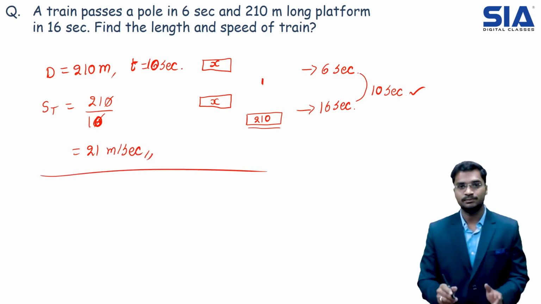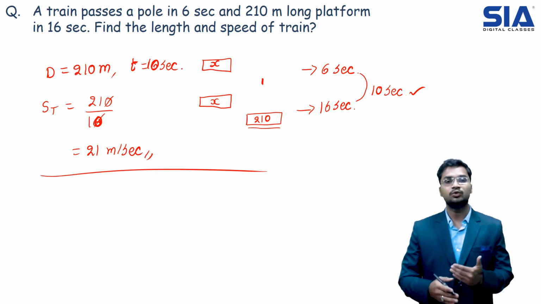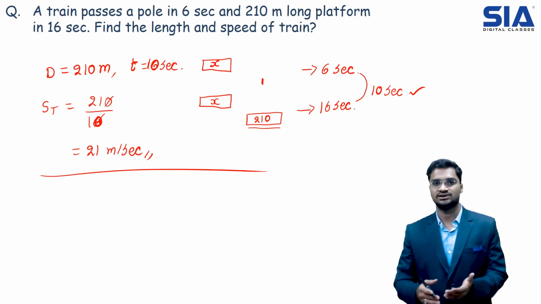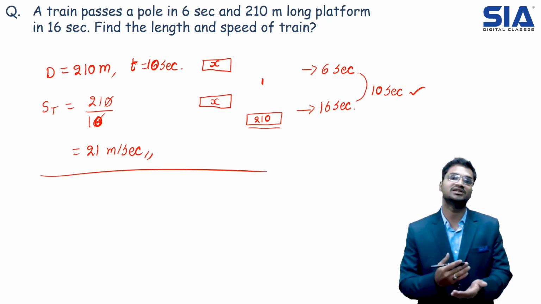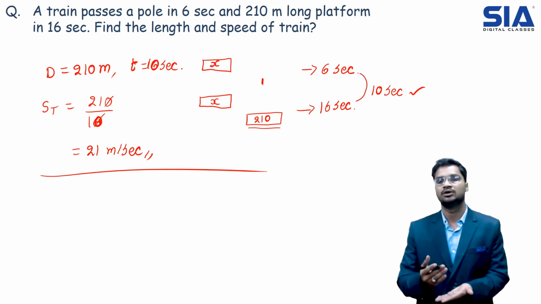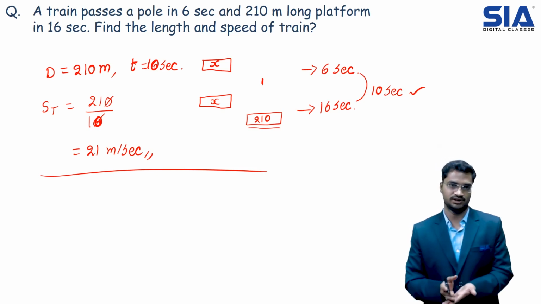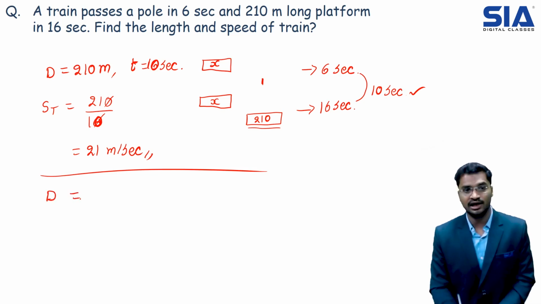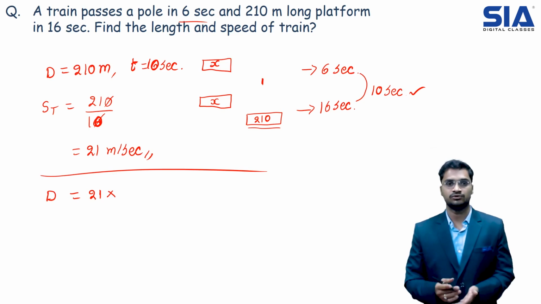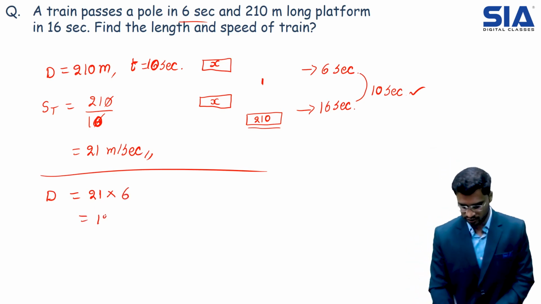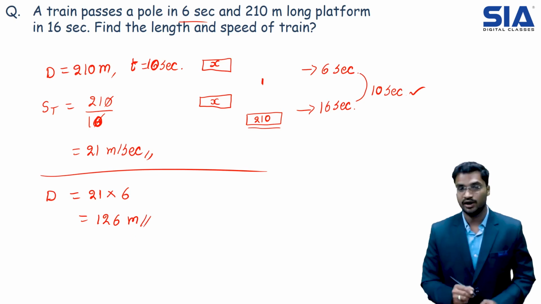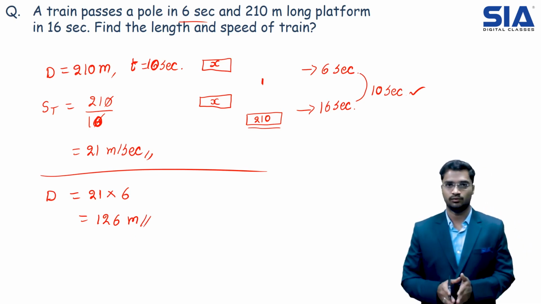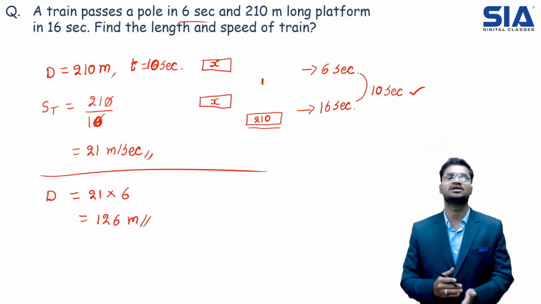So I can simply say that it is taking 10 seconds to cover a distance of 210 meters. Then the speed is 210 by 10, which is 21 meters per second. So I know the speed of the train. Can I find the length of the train? Distance is nothing but speed multiplied by time. So 21 into how many seconds does the train take to cross a pole? 6 seconds. So 21 multiplied by 6. So the length of the train is 126 meters. Now this is a tricky approach.